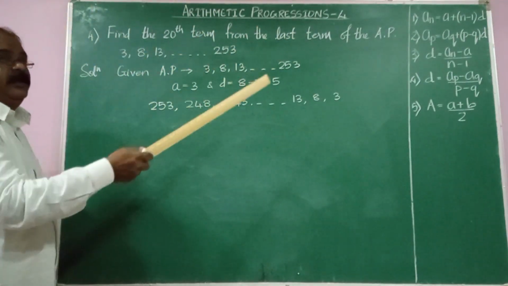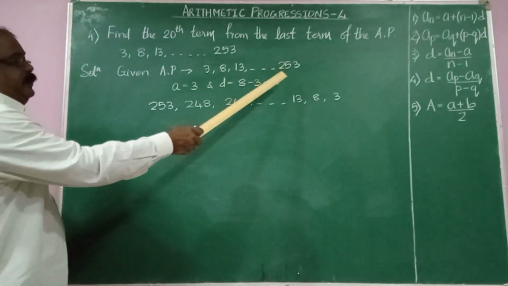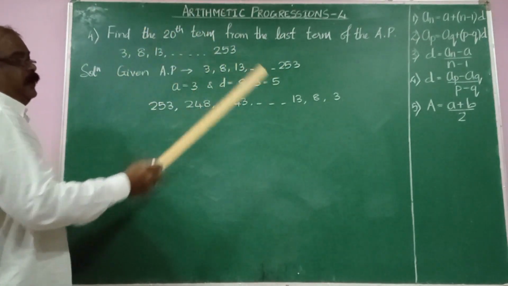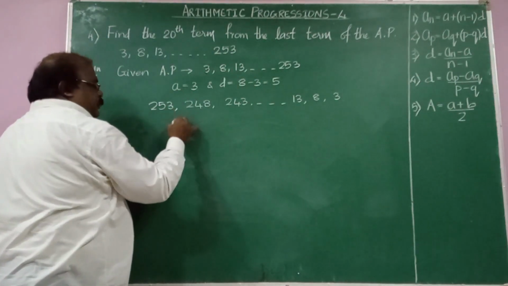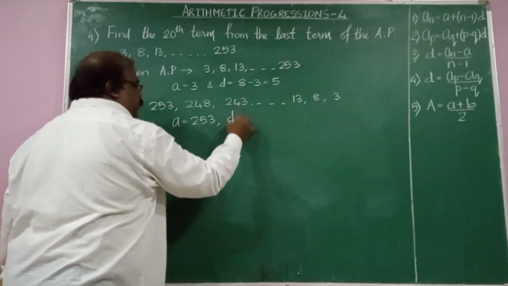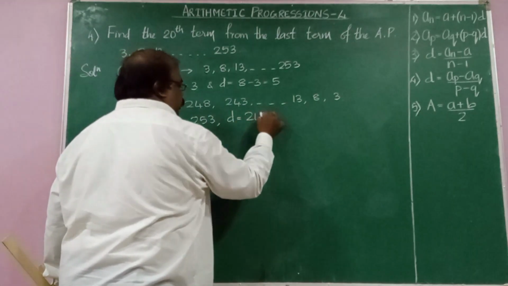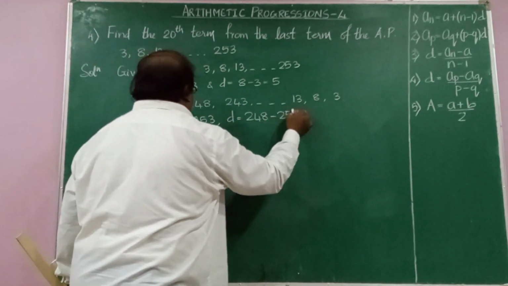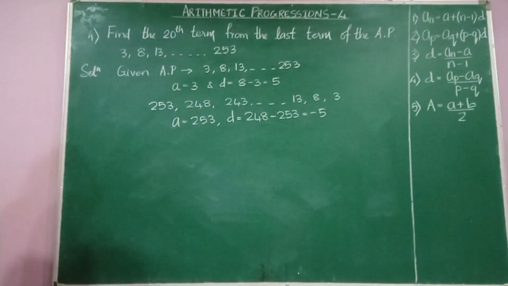So to find the 20th term from the last term, what did I do? I wrote this arithmetic progression in the reverse form. So this becomes my first term. Now what is the common difference now? A2 minus A1, 248 minus 253, which is minus 5.